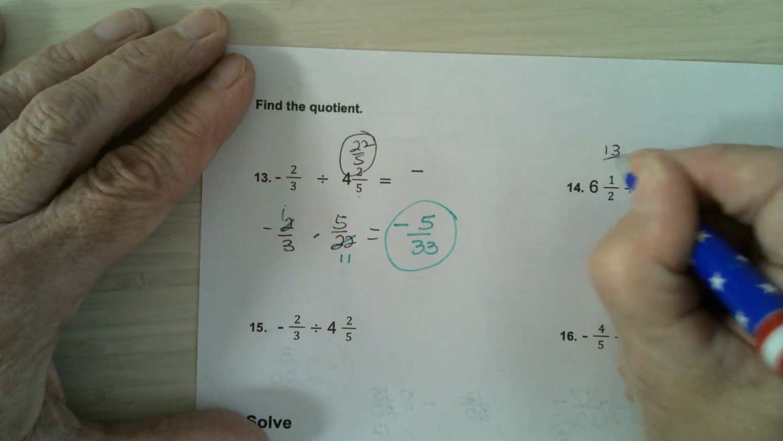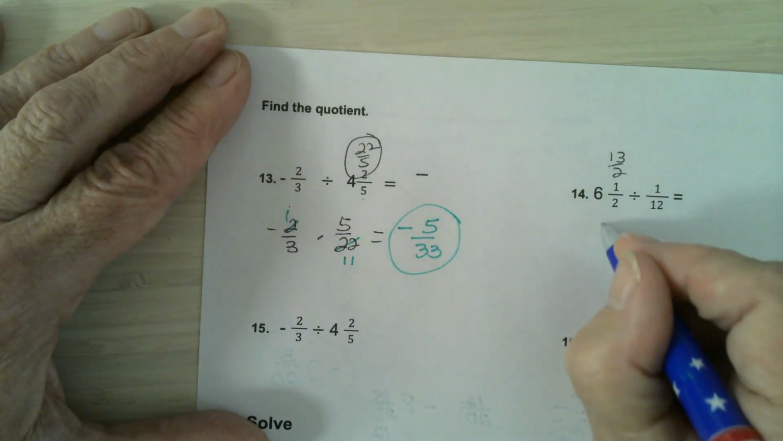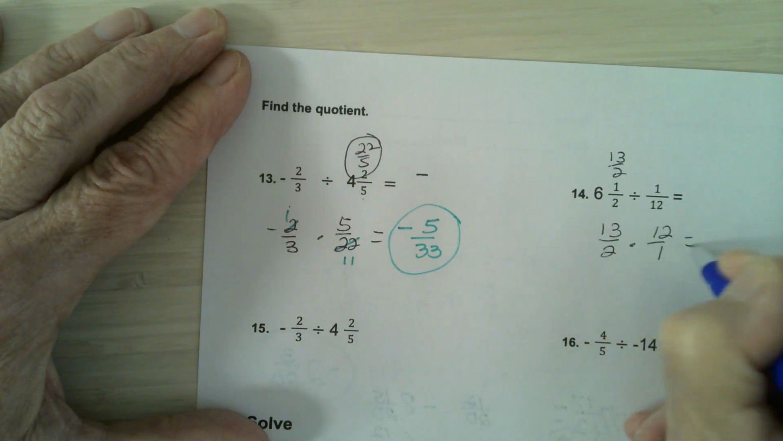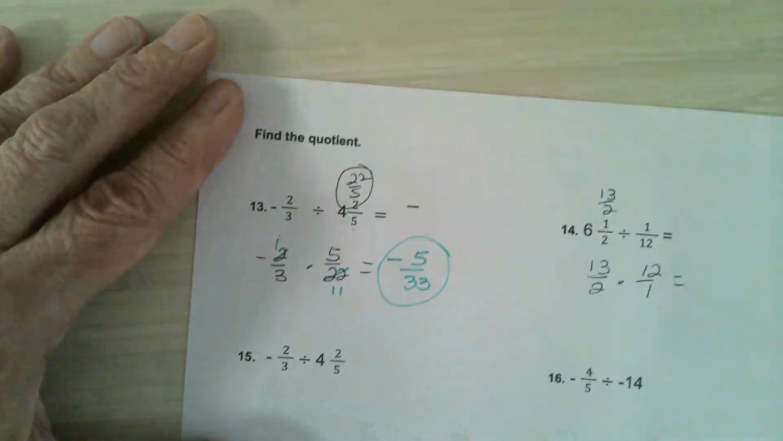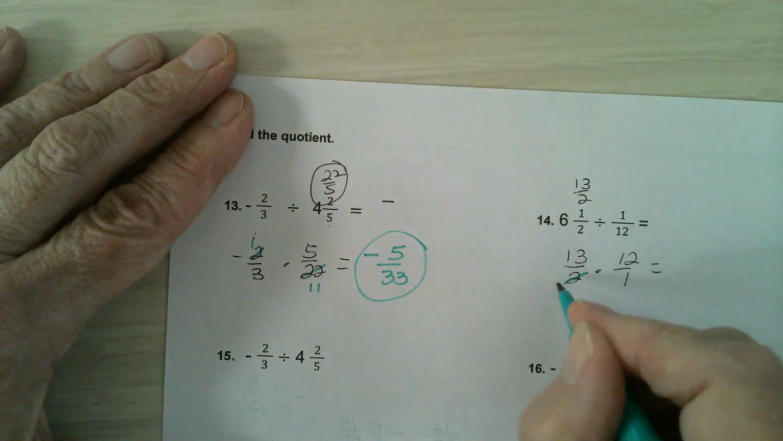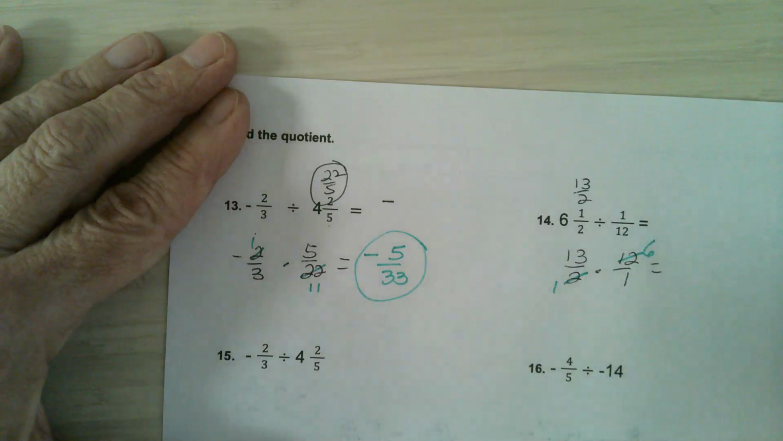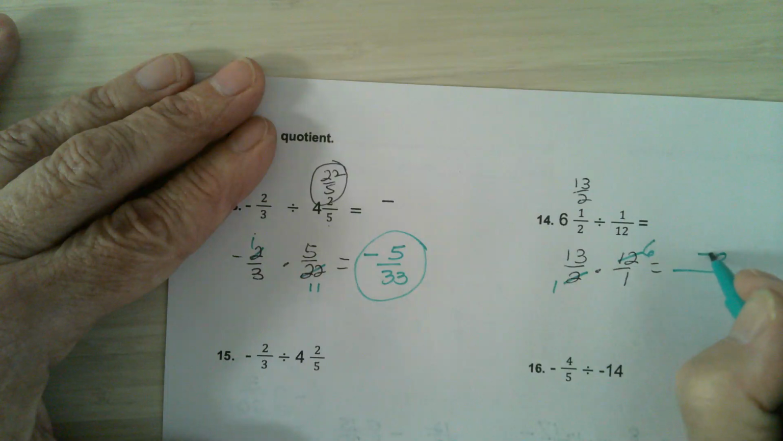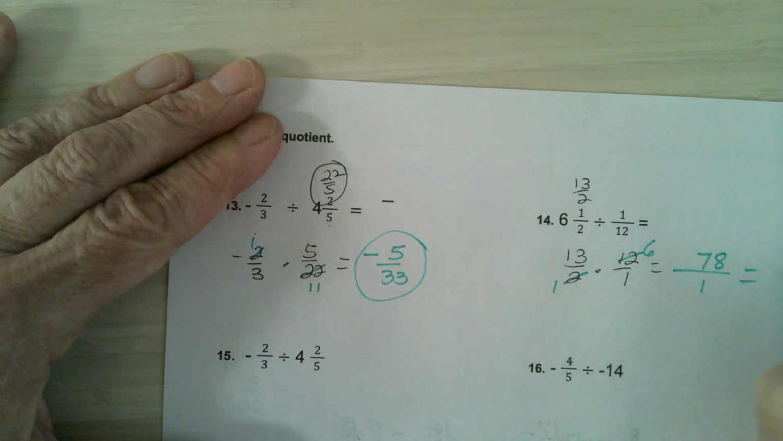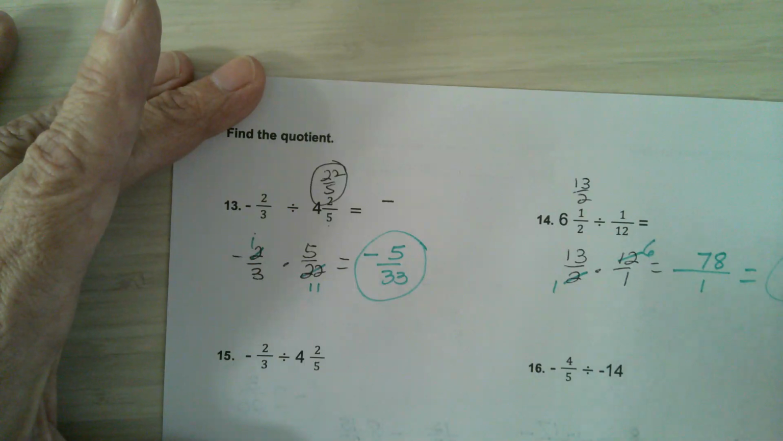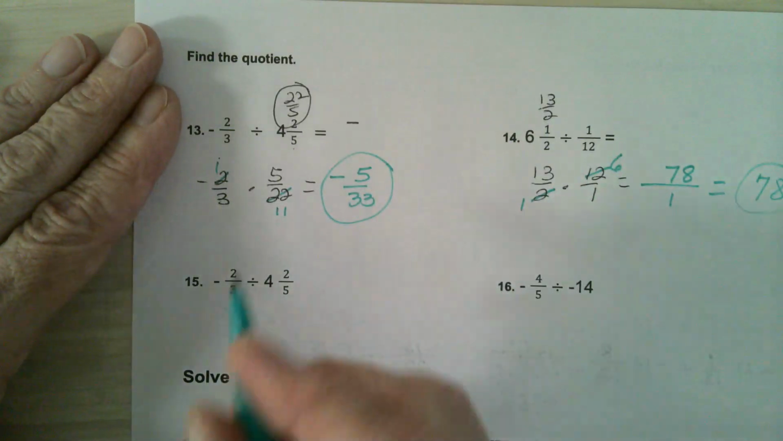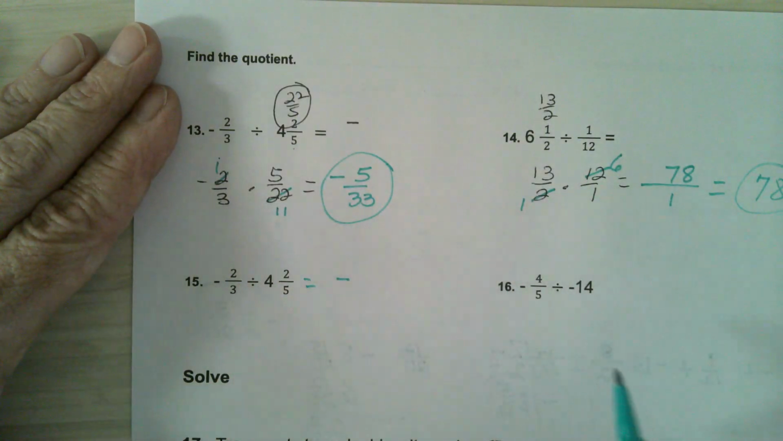The next problem, change it to an improper fraction. That's 13 over 2. So I have 13 halves times 12 over 1. Simplify before you multiply. 2 will go into 2. 2 goes into 12 6 times. 6 times 3 is 18. Carry a 1. You end up with 78 over 1, which is a positive 78. Any questions?